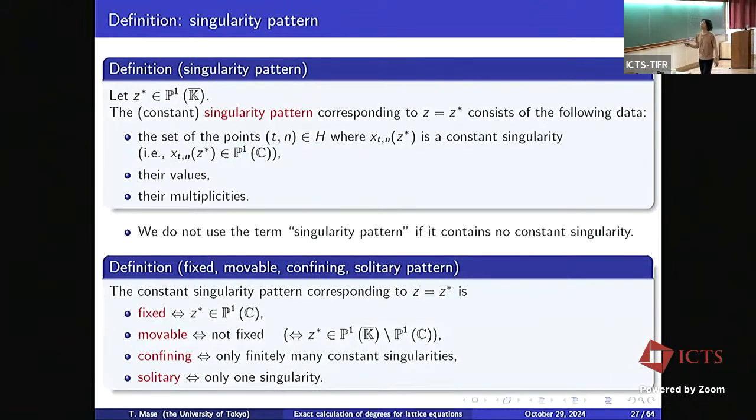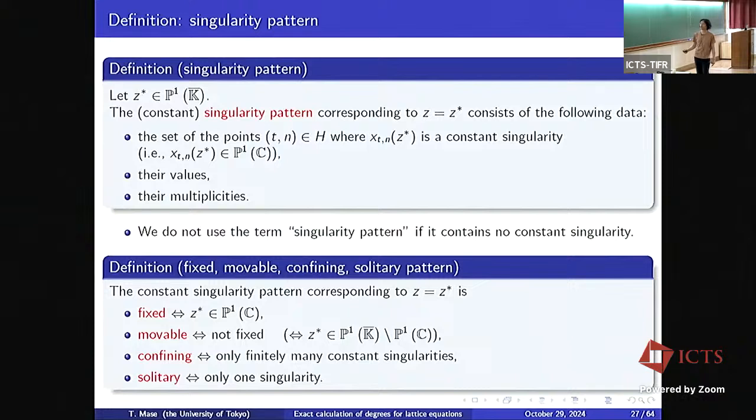And this is the definition of singularity pattern. Okay, so let's think about some value Z star. Then the singularity pattern corresponding to Z star consists of these data. This is the singular locus, the points where xtn is a singularity, and their values and their multiplicities. These data are a singularity pattern.